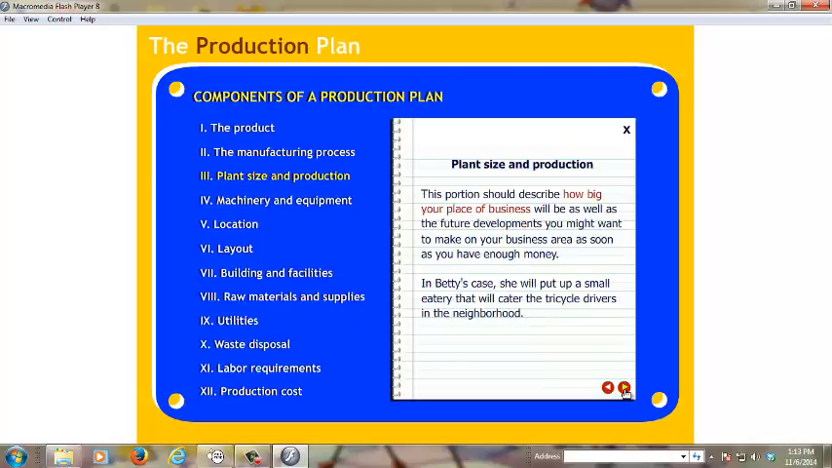Plant size and production. This portion should describe how big your place of business will be, as well as the future developments you might want to make on your business area as soon as you have enough money. In Betty's case, she will put up a small eatery that will cater to the tricycle drivers in the neighborhood.